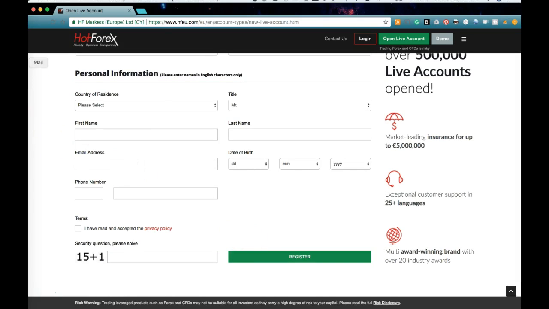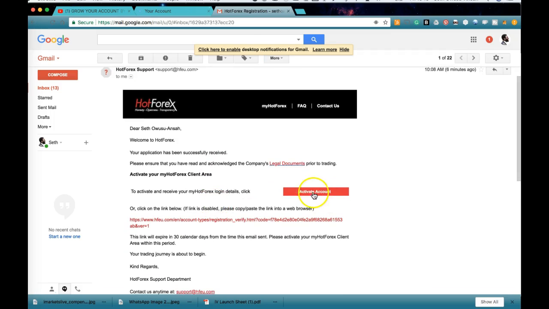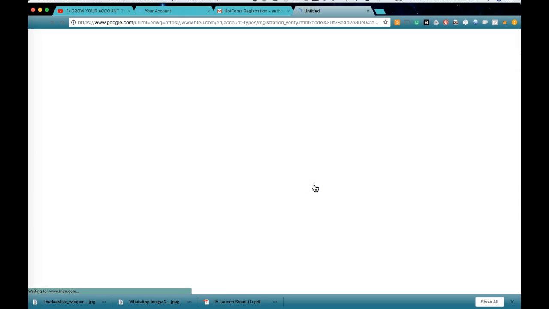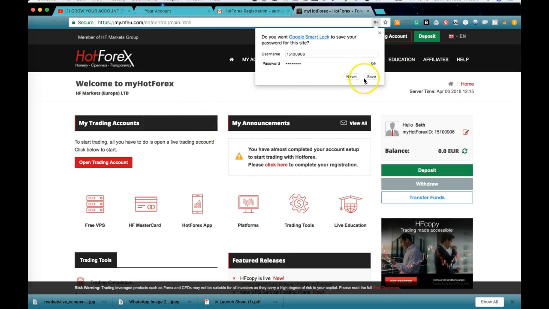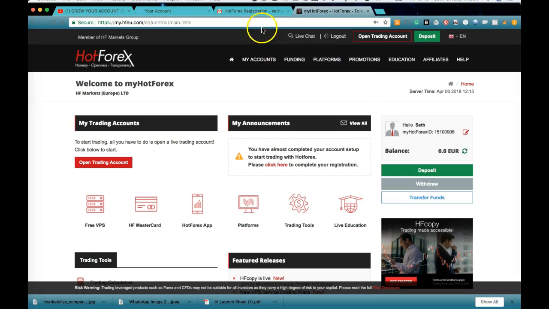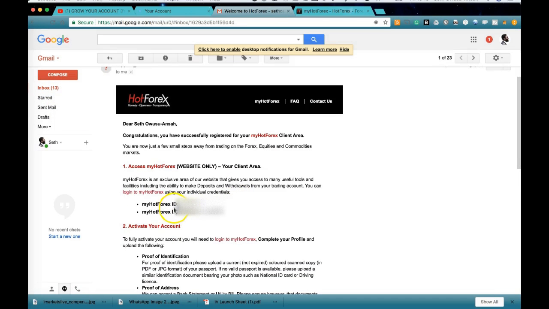Now once you've done that, you should get an email from HotForex such as this one, which will require you to activate your account. Just wait for that to load. So that's showing that the email address you entered within HotForex has been activated. You should now have another email from HotForex, which shows you what your password and username for HotForex is actually going to be. So my HotForex ID and my HotForex password.